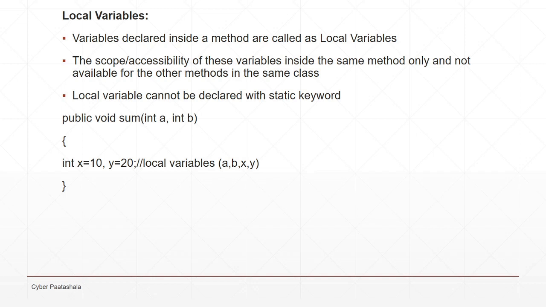Here we have an example: public void sum. Inside the braces I declared two variables, int a, int b. I opened my method, I declared two more variables here, int x equals to 10, y equals to 20, and I closed my method. So all the variables I declared here, a, b, x and y, are local variables only. These variables cannot be accessed outside the sum method.